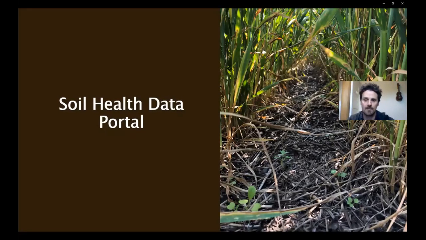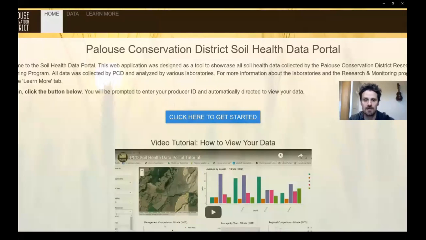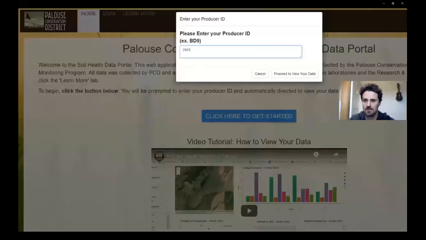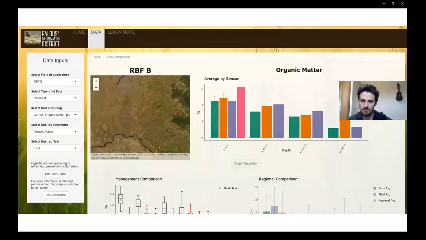Yeah, this is what the soil health data portal looks like. This is just the landing page. We have a little video tutorial about how to work the tool itself. Each producer can click on that blue box where it says click here to get started, and they all get a producer ID that's emailed to them. They type in the producer ID and then click proceed to view your data.